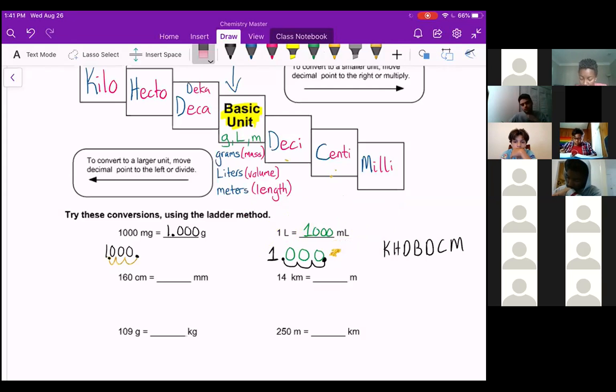All right, let's do the next one. 160 centimeters, 160 centimeters. Hopefully everyone knows where our decimal is. It is in the very back. Okay. Leilani, what box do you think we're starting in? This says 160 centimeters. What box do you think we're starting in?